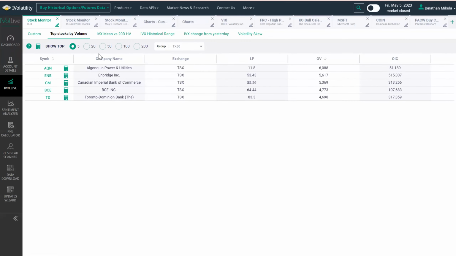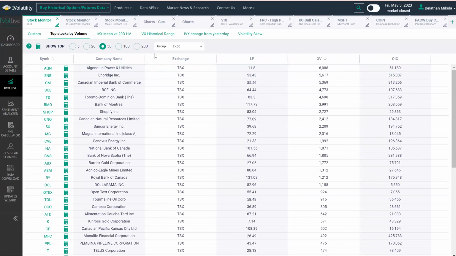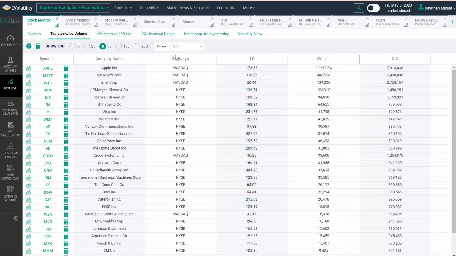Now the other screen I run every day is this top stocks by volume. You can choose if you want to see the top 5, 20, 50, 100, or 200 results. Let's do 50. Within this group, I was looking at actually Canadian stocks on Friday, TSX 60. This shows us where the most volume is, OV, options volume, for this particular group. I don't think we have too many people trading the TSX 60. Maybe we do, but just in case, let's go back to the Dow. You can see on Friday, Apple was the leader by a large margin, 5x over Microsoft, Intel, JP Morgan, in terms of total option volume.